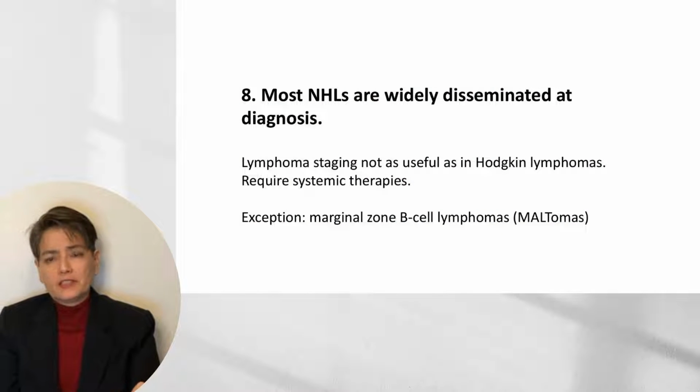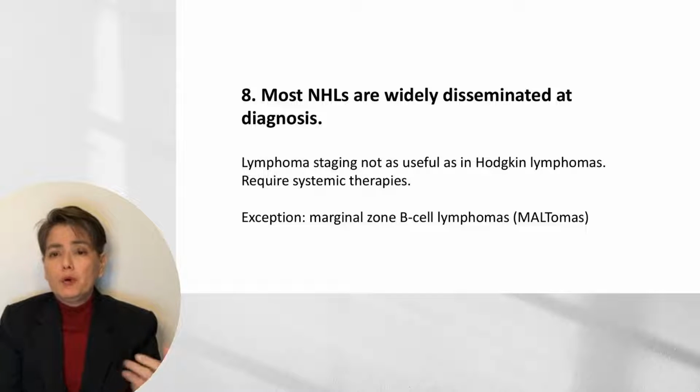Another important consideration is that most non-Hodgkin lymphomas are widely disseminated at diagnosis. So while we do lymphoma staging in Hodgkin lymphoma, we don't use that for non-Hodgkin lymphomas. And it's also important to recognize that our non-Hodgkin lymphomas, because they're widely disseminated, are going to require systemic therapies. One exception to this will be our extranodal marginal zone B-cell lymphomas or maltomas. So we'll talk about that in a moment.